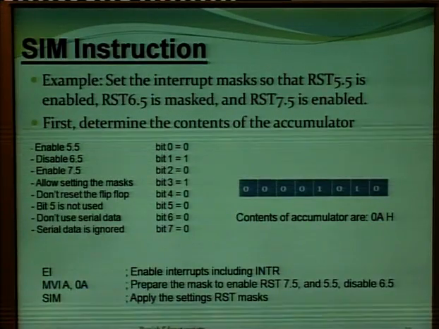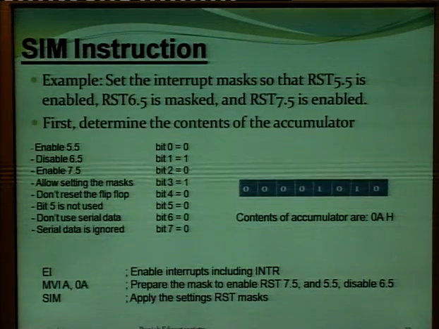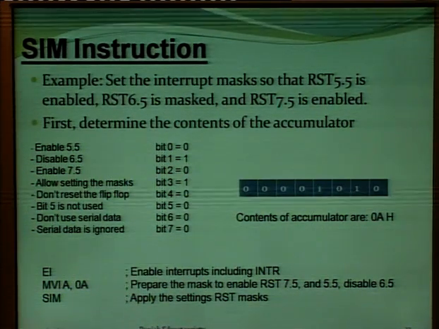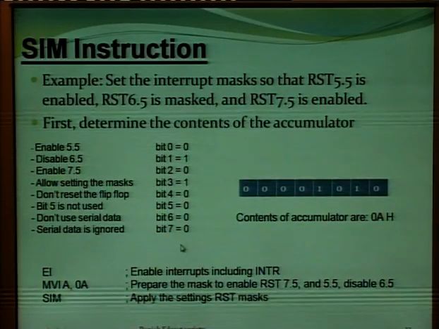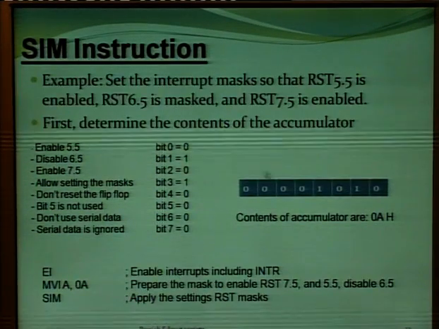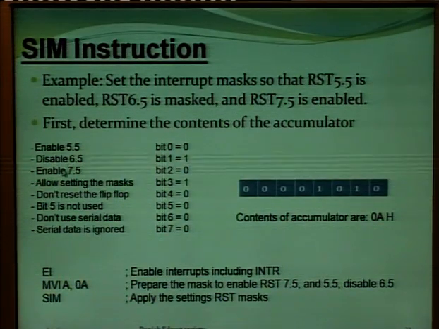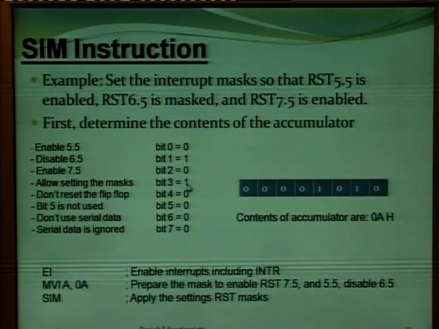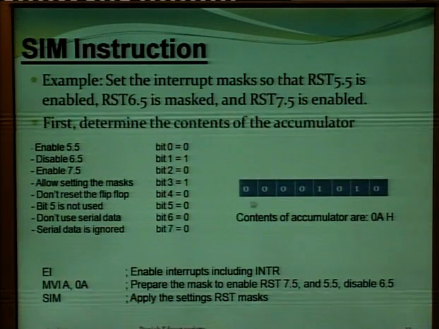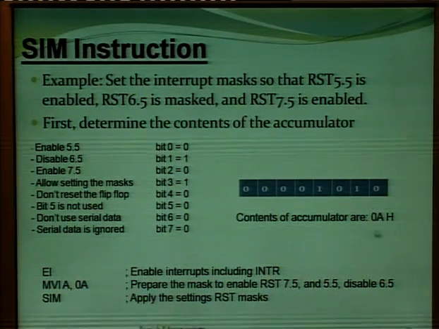There is an example for the SIM instruction. Set the interrupt mask so that RST 5.5 and 7.5 are enabled and 6.5 is masked. So, bit number 0 is 0 enabling 5.5, bit number 1 is 1 disabling 6.5, bit number 2 is 0 enabling 7.5, bit number 3 MSE is 1. Do not reset the flip flop, so bit number 4 is 0, other bits are not used, so these are 0. We get 0000 1010, that is 0A.